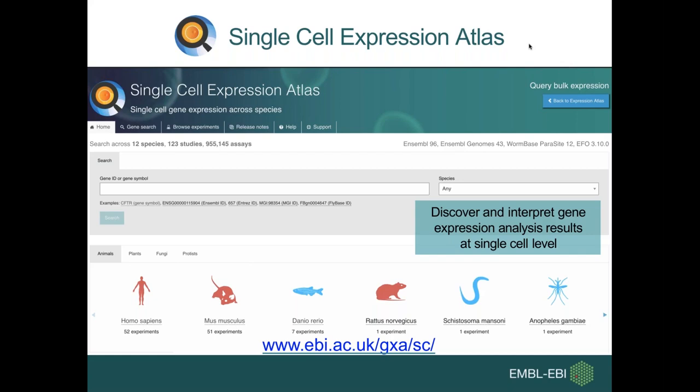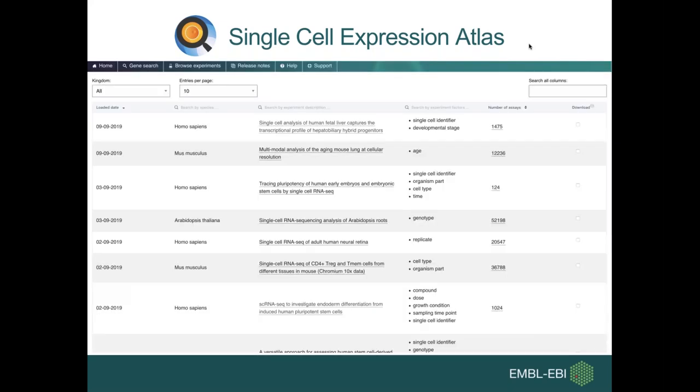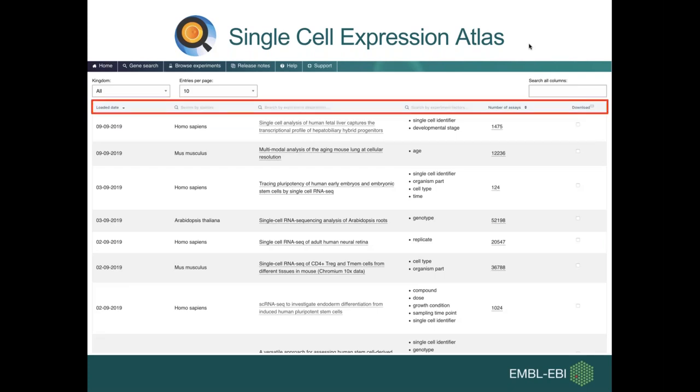There's a number of ways that we can search the data in Single Cell Expression Atlas. One of them is to just browse all the experiments that we currently have in Atlas. And you can then further refine this list by searching, filtering, or reordering it using several parameters at the bar up here, which I've highlighted using the red box.